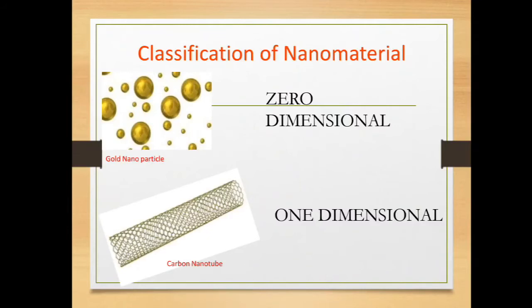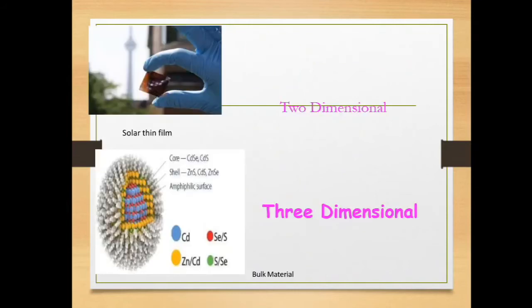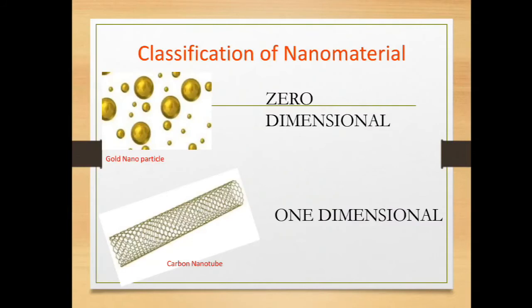There are four classifications of nanomaterials. We have the zero-dimensional, one-dimensional, two-dimensional, and the three-dimensional. When we are talking about zero-dimensional, these nanoparticles are spherical in size, and the diameter of these particles will be in the 1 to 50 nanometer range. An example of that will be gold nanoparticles.